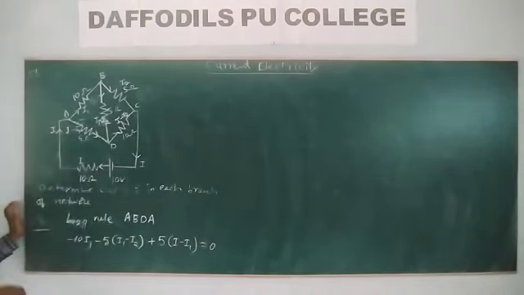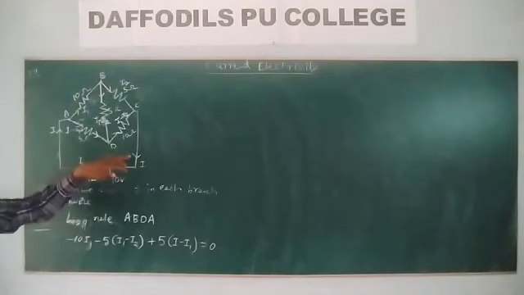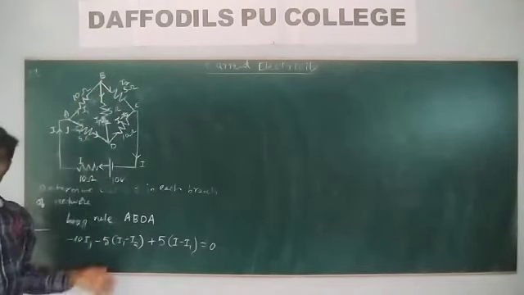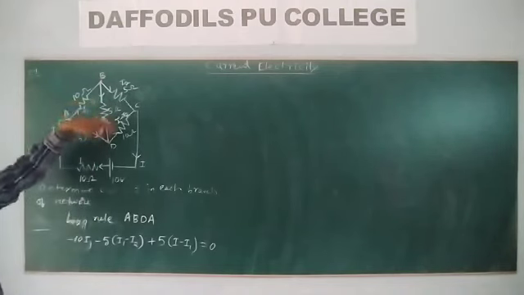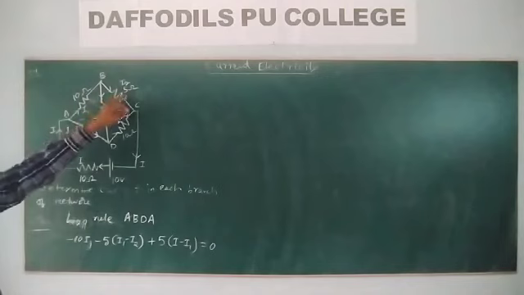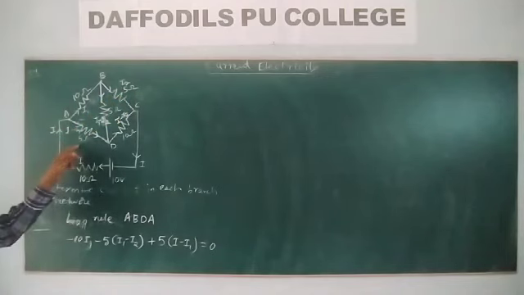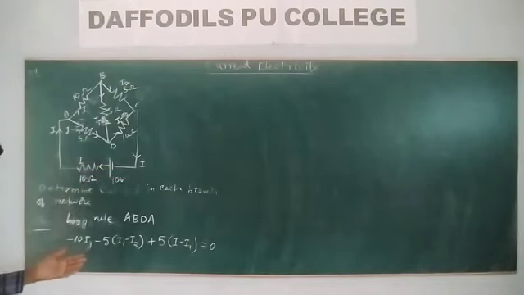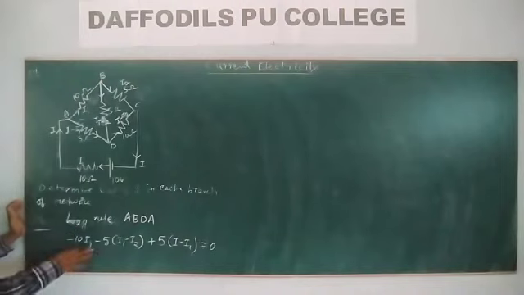Moreover, one more thing you need to remember. If P by Q is equal to R by S, then we don't need to apply this loop rule; we can take it directly. But look at this one: P by Q is 10 by 5, which is 2, but here R by S is 5 by 10, which is 1 by 2. Both are not equal, so we just apply the loop rule.